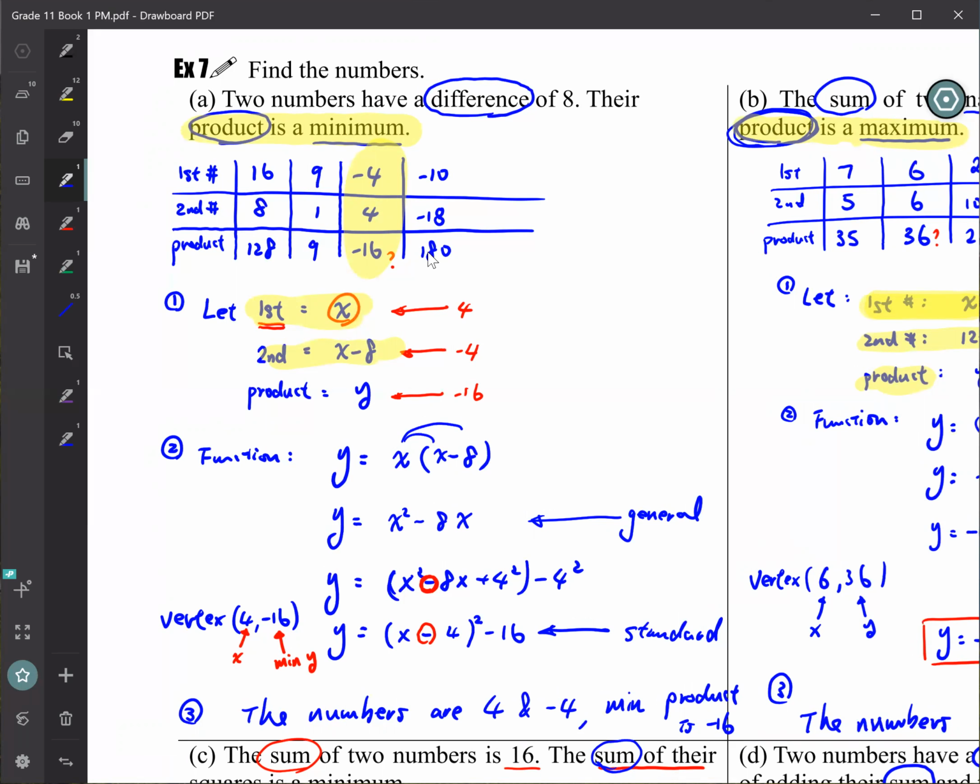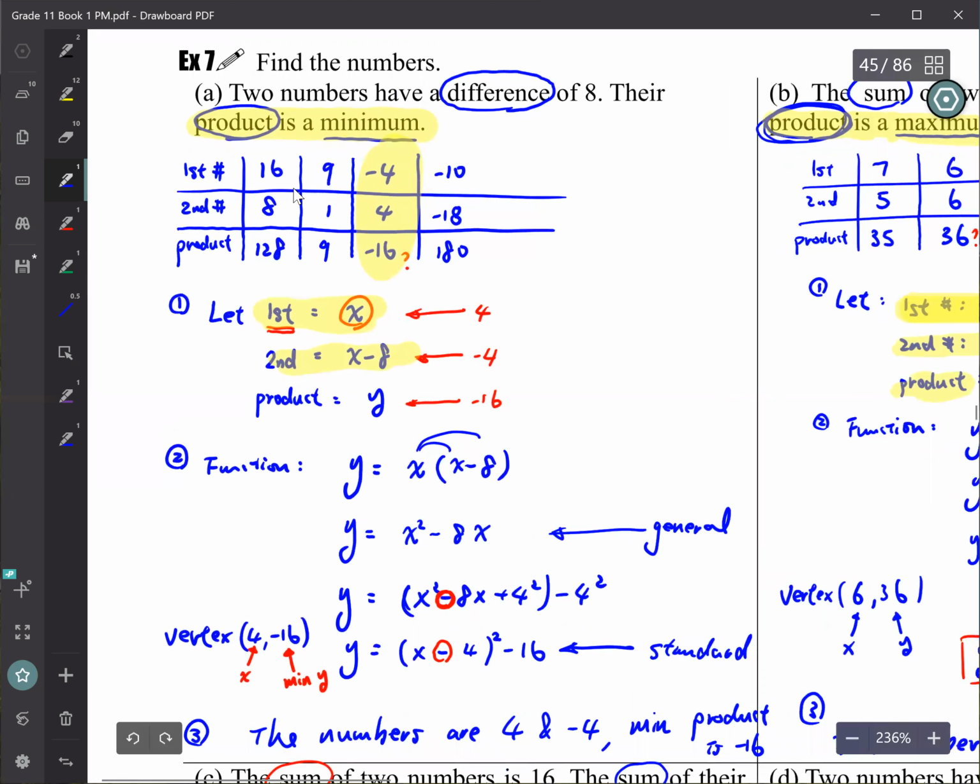I understand the function and vertex, but I don't really get the graph part, like the first, second, and then the product. Which one? Just A there, at the top where it says first, second, and then the product. Oh, okay, the table there.